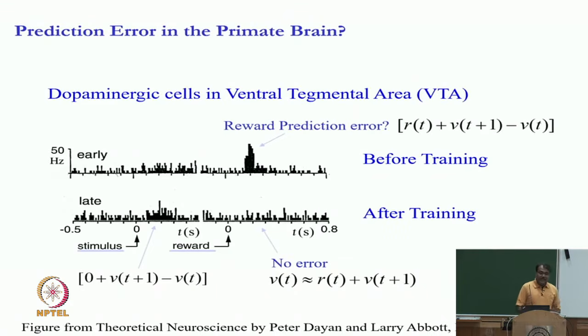So, before training, nothing is going on, bell is rung, nothing is going on, you give reward, the primate is very happy, yay, I got reward, lots of dopamine gets generated. But after training, you ring the bell and suddenly there is more activity. Why? Because you are happy, I am going to get reward. But when you actually get reward, nothing happens, no happiness.